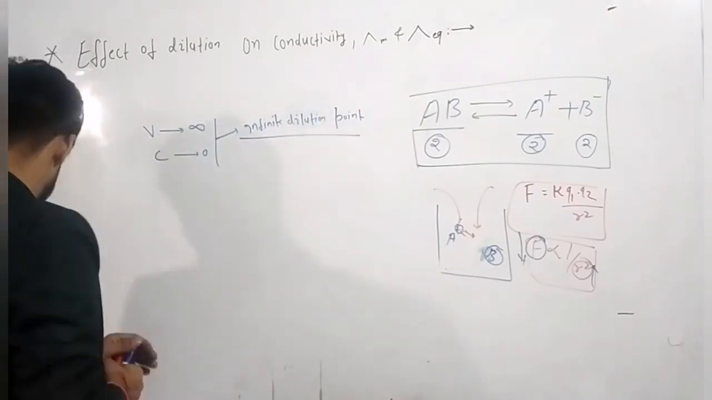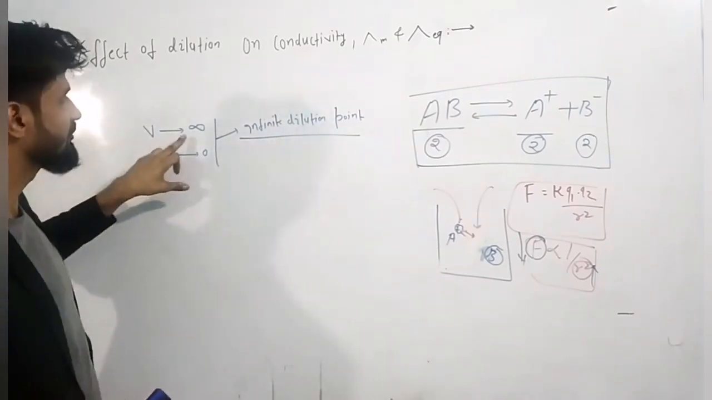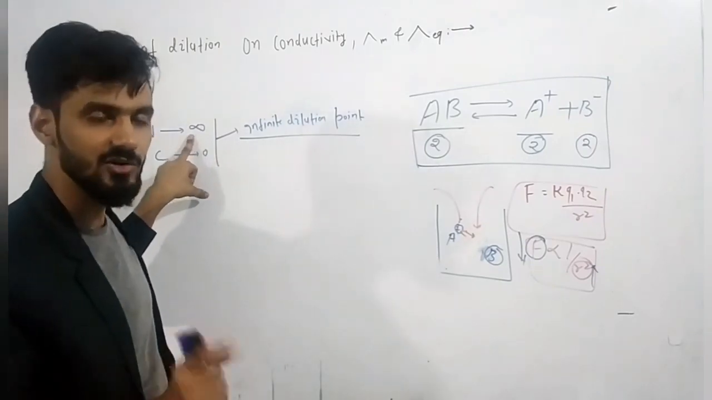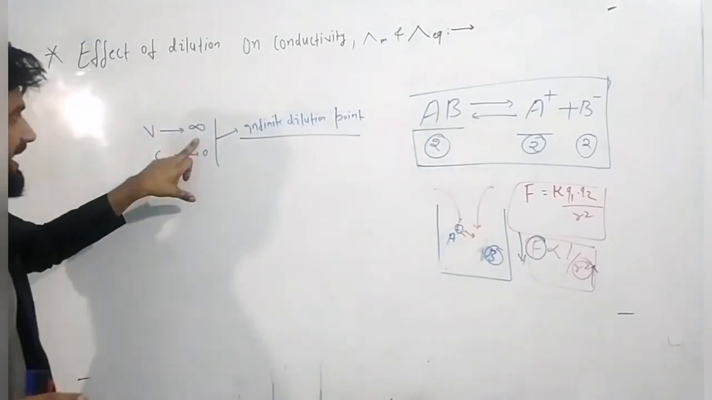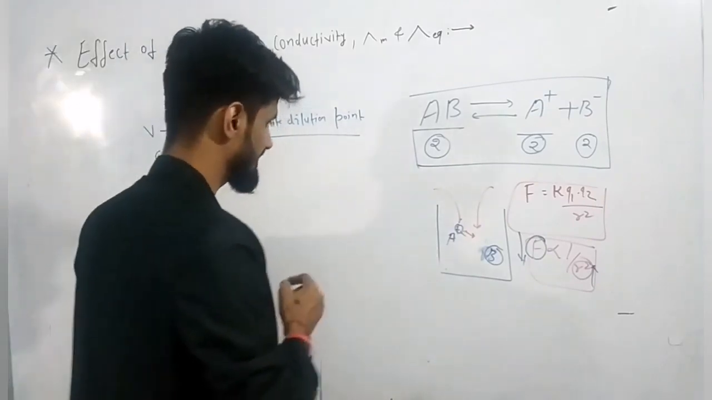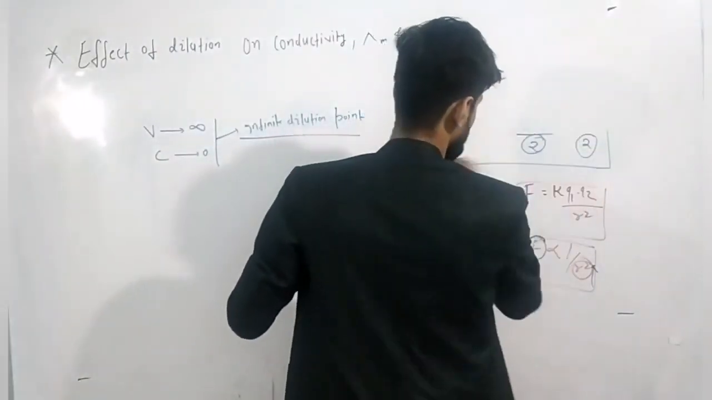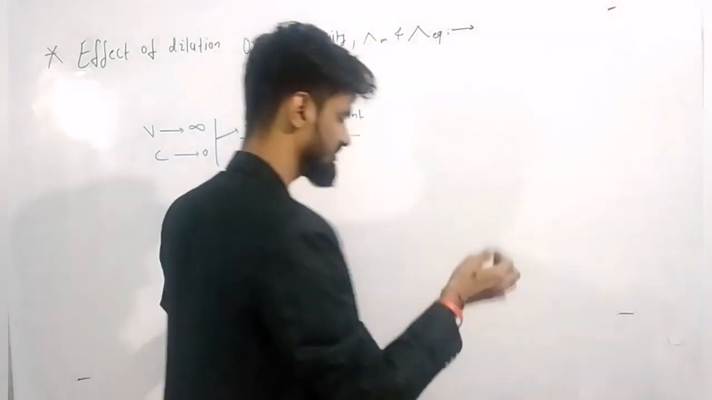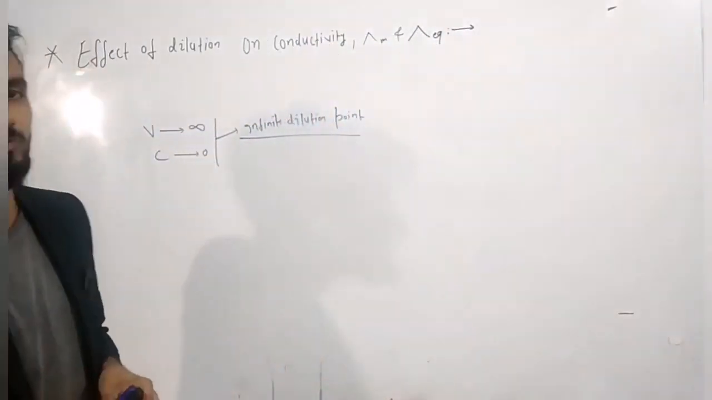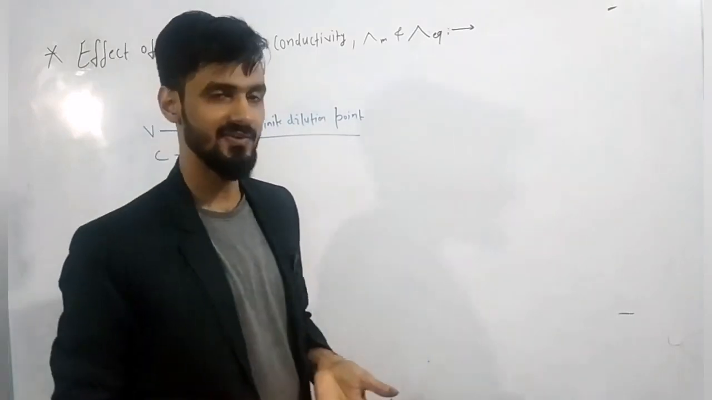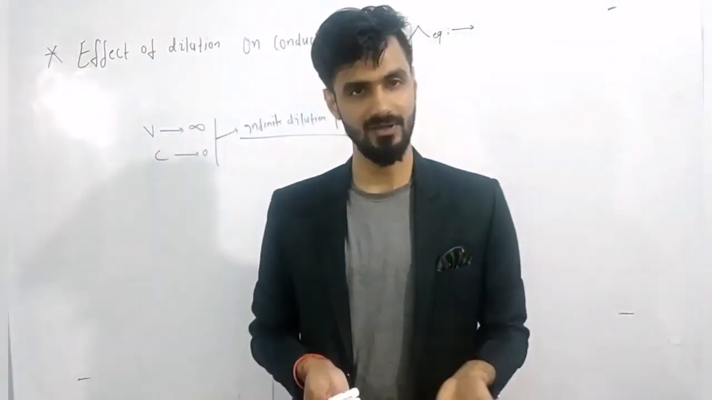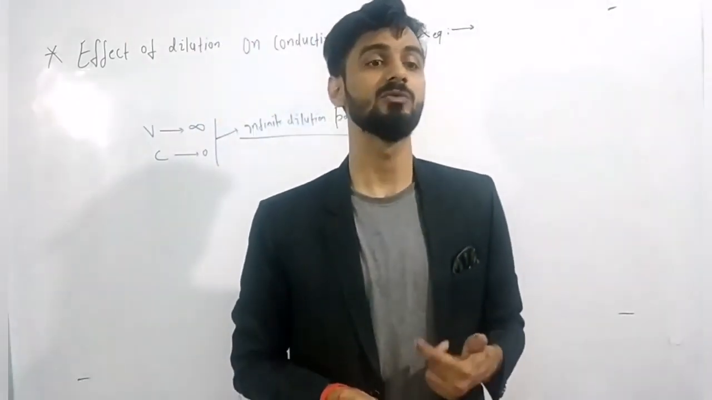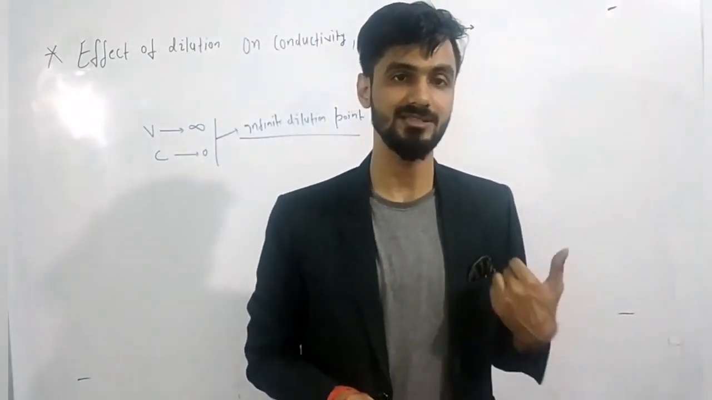Now you can ask the question, sir, how can volume be infinite? Is it practically possible? It's not practically possible. Why am I writing volume tending to infinity? Because I have already told you the size of an electrolytic cell is very small. So if the size is very small, how can the volume of the electrolyte be infinite? So what will be the infinite dilution point for this electrolyte?